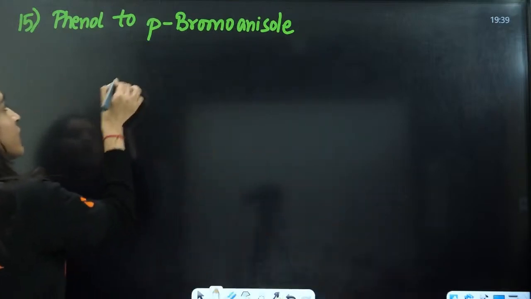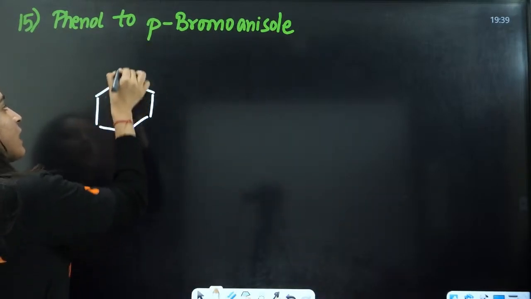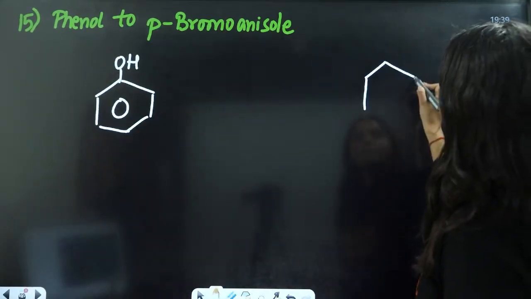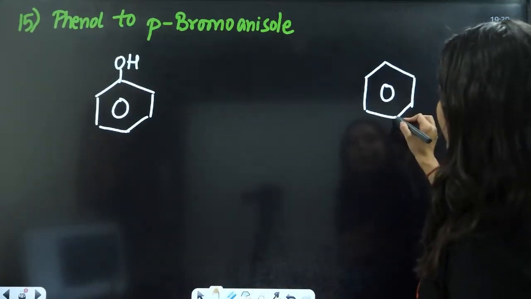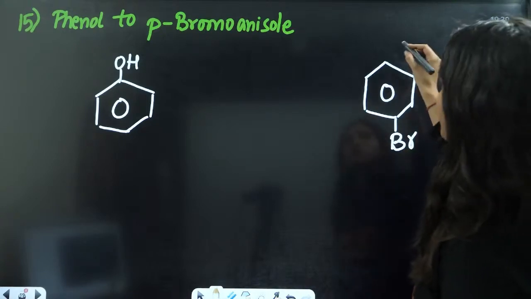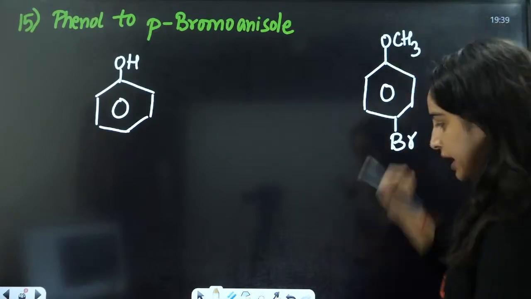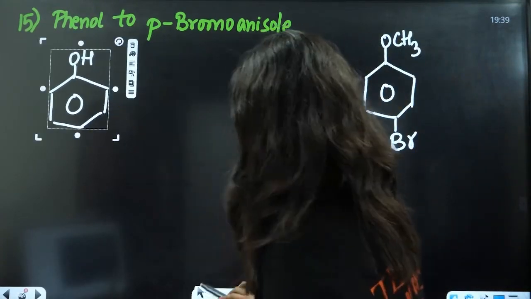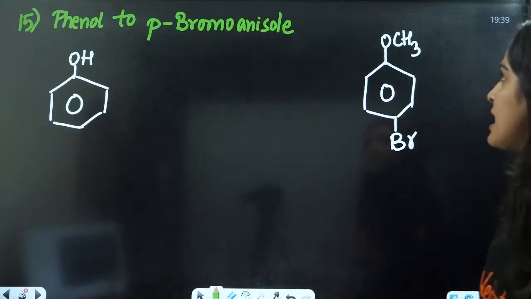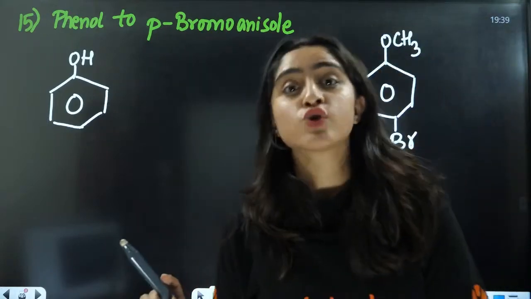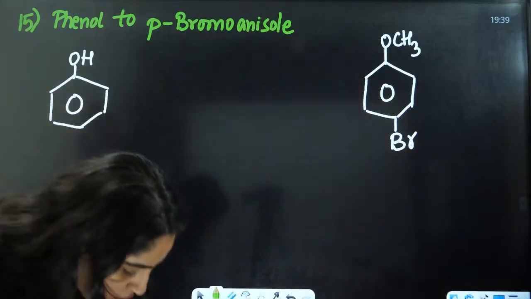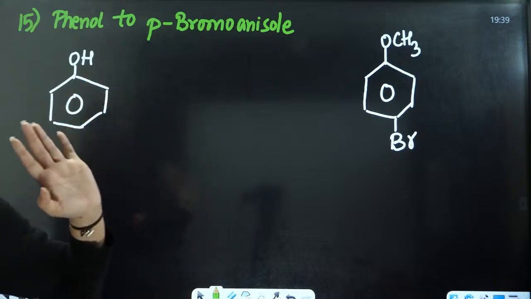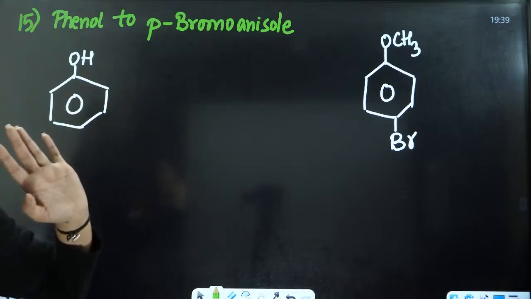Now you have this phenol, and then you have para bromo anisole, that is OCH3. Now everybody in the chat box, how can you convert phenol to para bromo anisole? Okay, firstly we need to convert phenol to anisole. Okay, phenol to anisole. Everybody in the chat box, phenol to anisole.